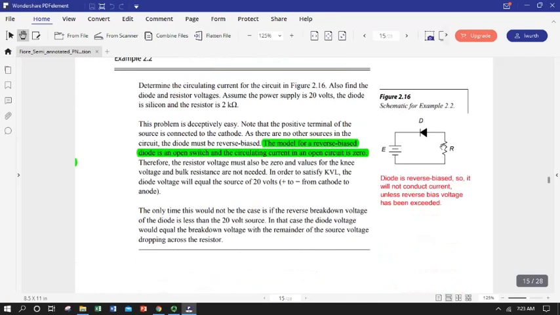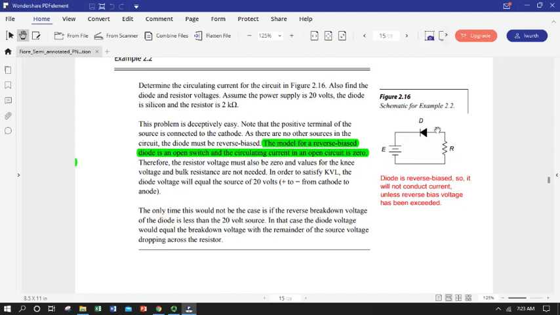Okay, so not surprisingly, the next thing that we get in an example, somebody wants to know, well, what if we turn the diode backwards? Then how much current flows through? Oh, and they crank the power supply up to 20 volts, and we still have a silicon diode, and we have a 2 kilo ohm resistor.